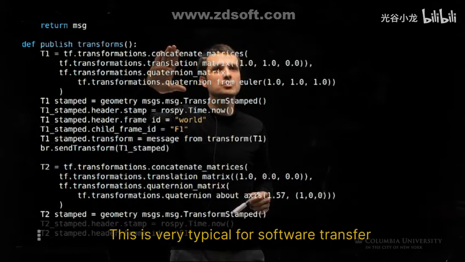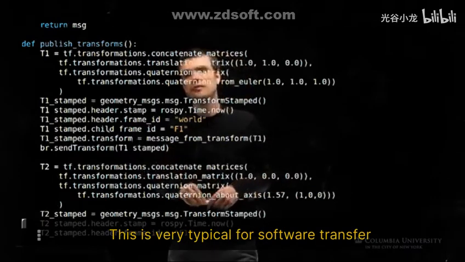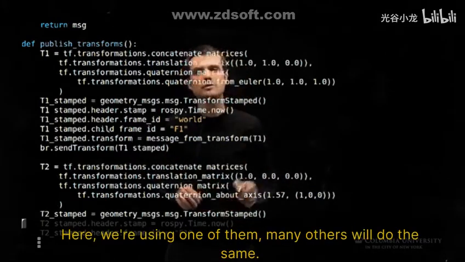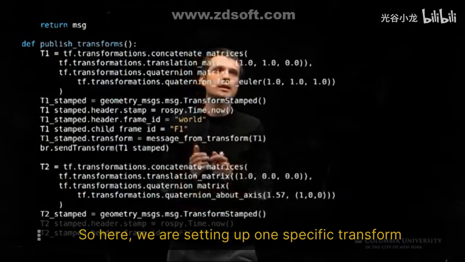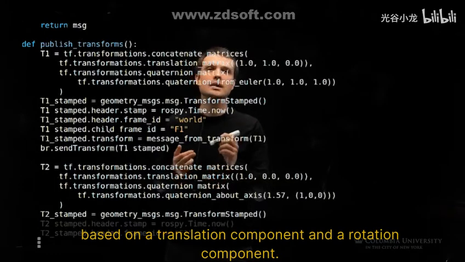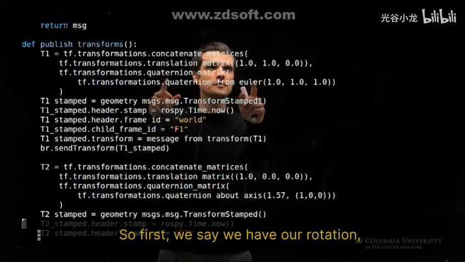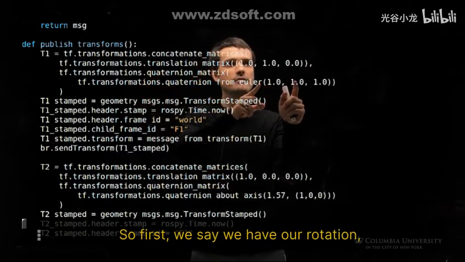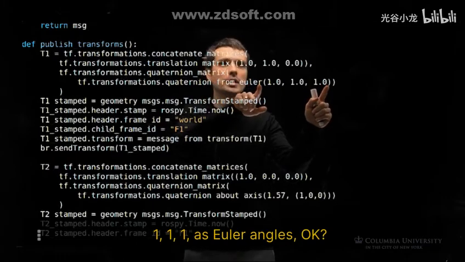This is very typical for transform libraries, software transform libraries. Here we're using one of them, many others will do the same. So here we are setting up one specific transform based on a translation component and a rotation component. So let's look at it inside out, right? So first, we say we have our rotation expressed as Euler angles. 1, 1, 1 as Euler angles.